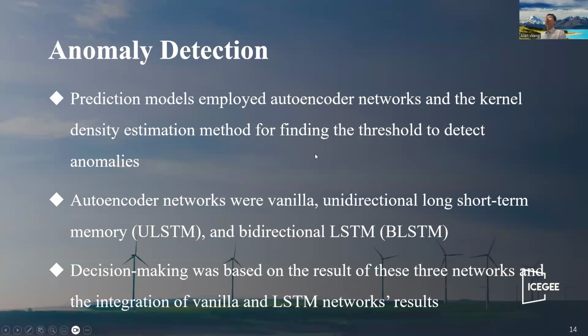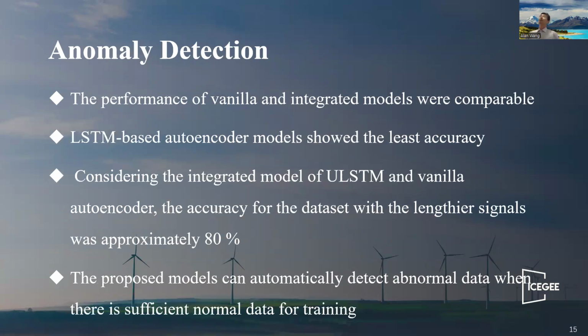The prediction models employed utilize the autoencoder networks and the kernel density estimation, and the decision making utilizes the different networks. This is our finding: the performance of the vanilla and the integrated models were comparable, but the LSTM-based autoencoder models demonstrated the least accuracy. Considering the integrated model of unidirectional LSTM and vanilla autoencoder, the accuracy for the data with the longer signal was approximately 80%. The finding is that our proposed model can automatically detect abnormal data, especially when there is sufficient normal data for training.